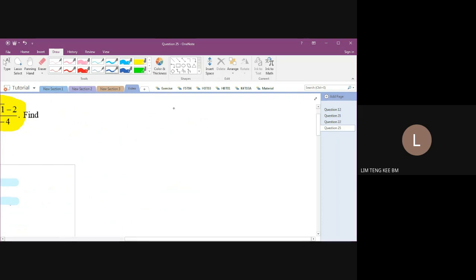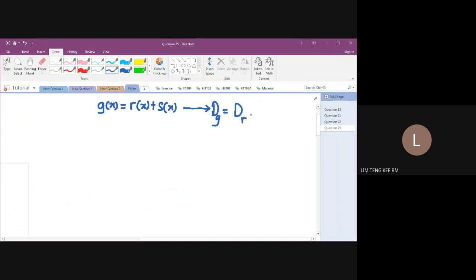So let's say now I consider the case where I have a function g(x) that equals the sum of two functions, let's say r(x) and s(x). Then what will be the domain for the function g here? For your info, the domain for the function g will just equal the domain for function r intersect with the domain of function s.